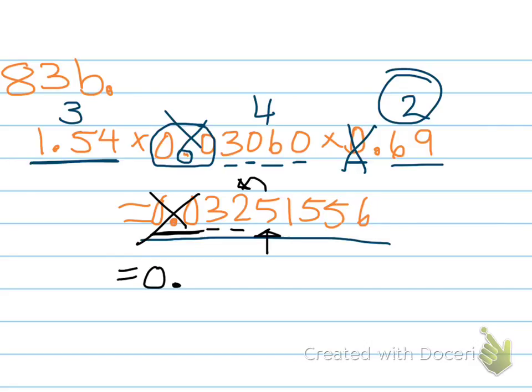So our answer is 0.033. In this number, these are leading zeros, so they don't count as significant figures, and we have 2 sig figs. So your answer is 0.033.